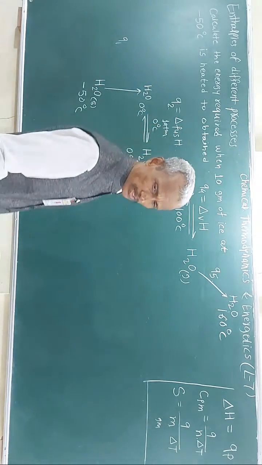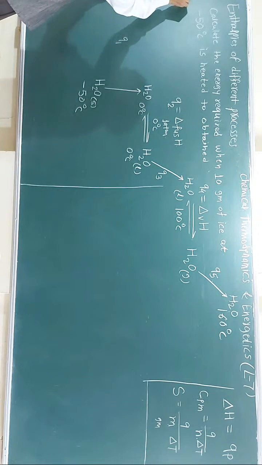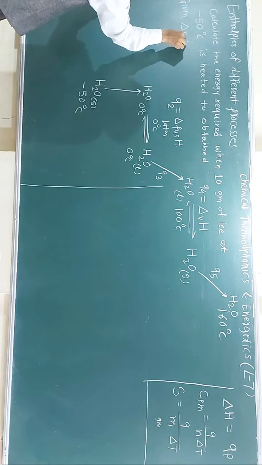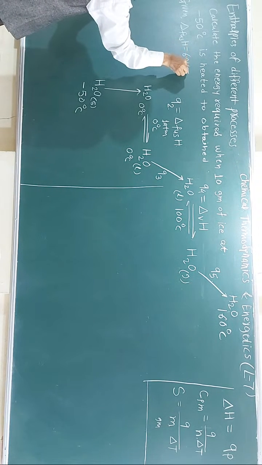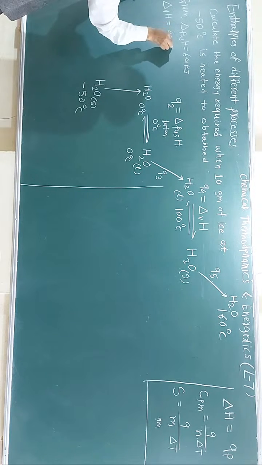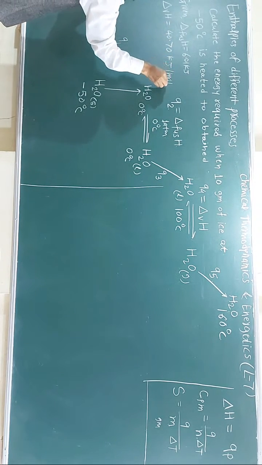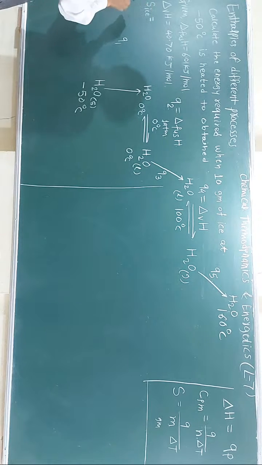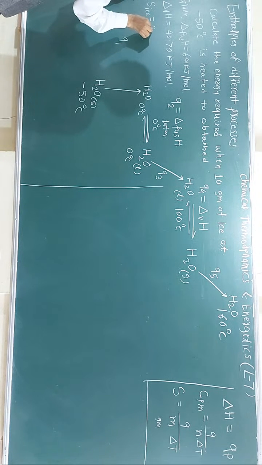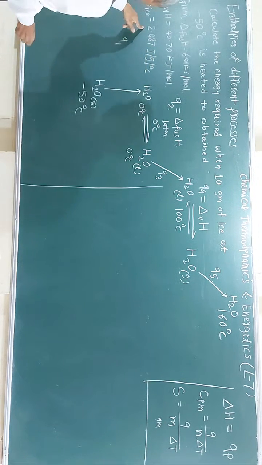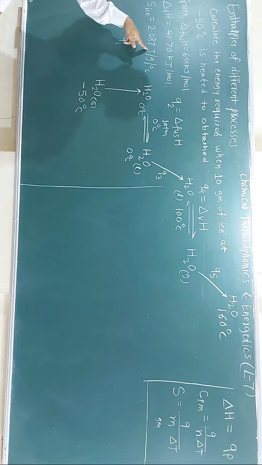So what is given here? Delta H fusion is equal to 6.01 kilojoules per mole. Also, delta H vaporization is equal to 40.70 kilojoules per mole. Also, the specific heat of ice is given as 2.087 joules per gram per degree Celsius. What does it mean? Specific heat can be defined as the amount of heat absorbed to raise the temperature by 1 degree Celsius for 1 gram of the substance.